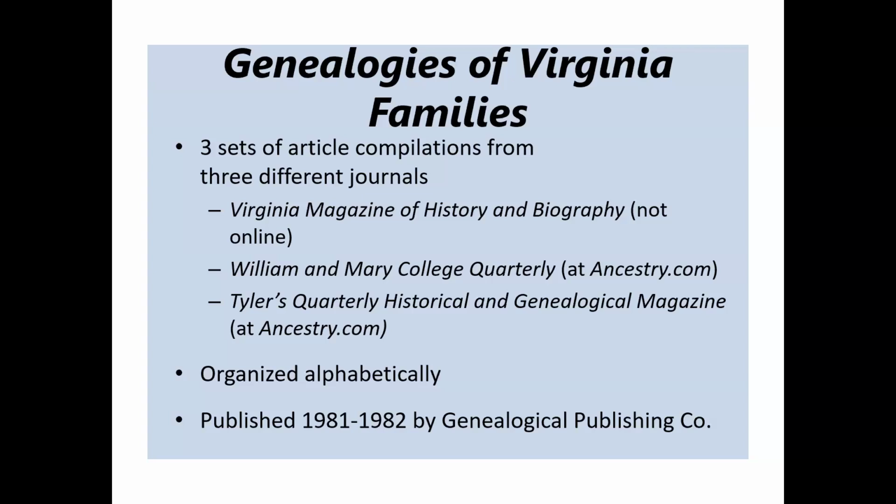The good news about the genealogies of Virginia families is that the volumes themselves were arranged alphabetically. They were published in book form between 1981 and 1982 by Genealogical Publishing Company out of Baltimore, back when all we had were books to go with.